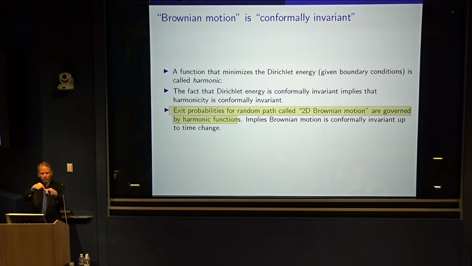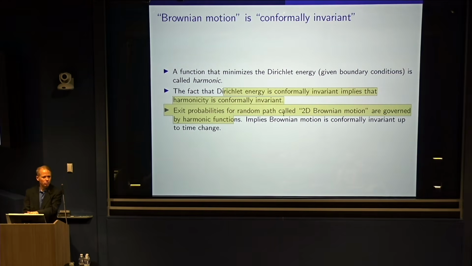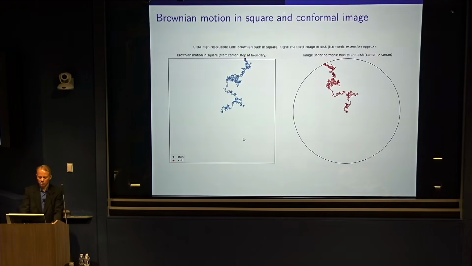So if I have a domain and I put boundary conditions 1 on one arc and 0 on the other arc, and I look at a point in the middle, the harmonic extension to that point in the middle is going to be the probability that a Brownian motion started at that point hits the arc where things are 1. Okay, if you don't know what that means, don't worry about it, but just understand that there's something special about harmonic functions that tells you how Brownian motion behaves. And if you understand harmonic functions perfectly, you understand perfectly how Brownian motion behaves. And this in particular implies that Brownian motion is conformally invariant up to a time change.